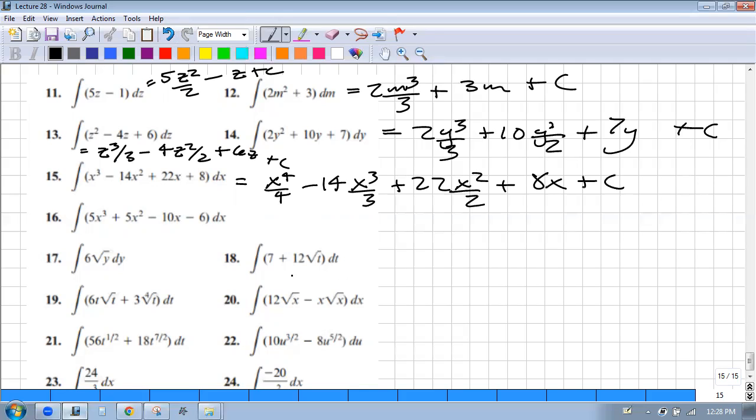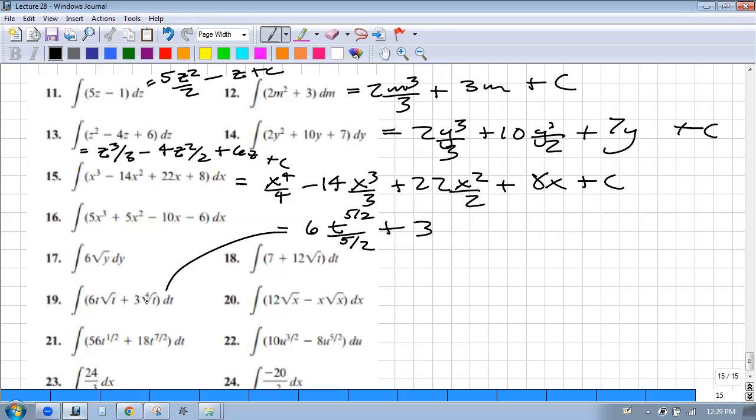They're easy, right? You can do these in your sleep. Let's look at some different ones here. Look at this one. Let's see. We keep the 6. T times t to the 1/2. What is that? That's t to the 3/2, isn't it? So we add 1. 3/2 plus 1 would be 5/2, right?